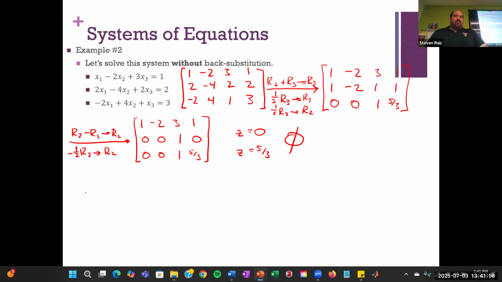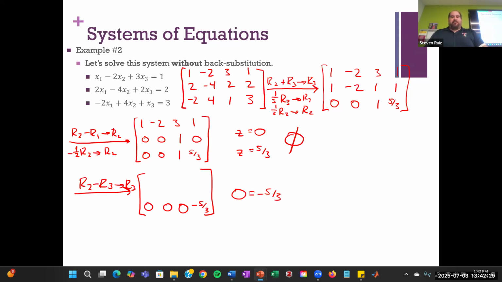Let's do one more thing to drive the point home even further. This can't happen. Let's do row 2 minus row 3 and put that back in row 3. What would that do? 0, 0, 0, minus 5/3. So what does that bottom row say now? That's absolute nonsense. So this matrix represents an impossibility.